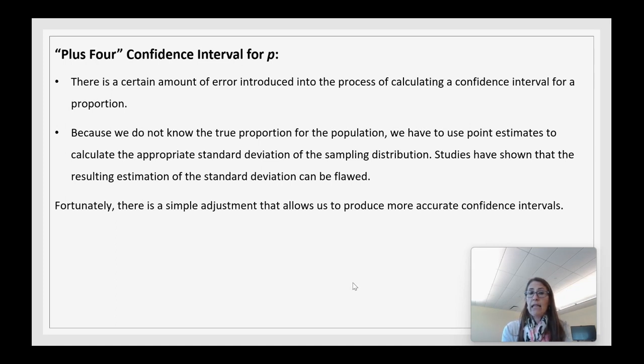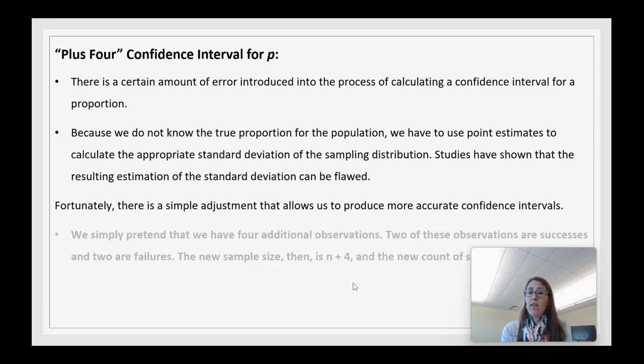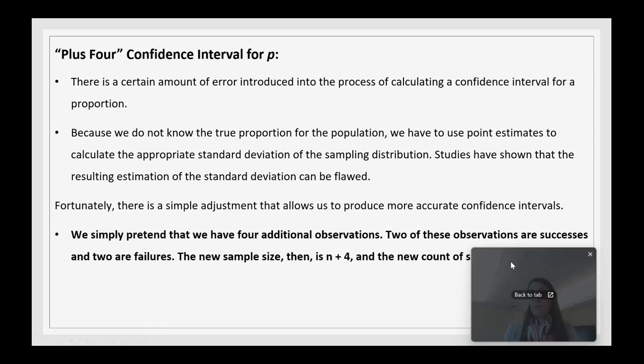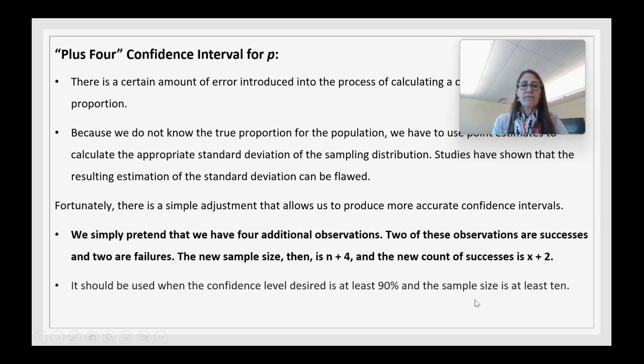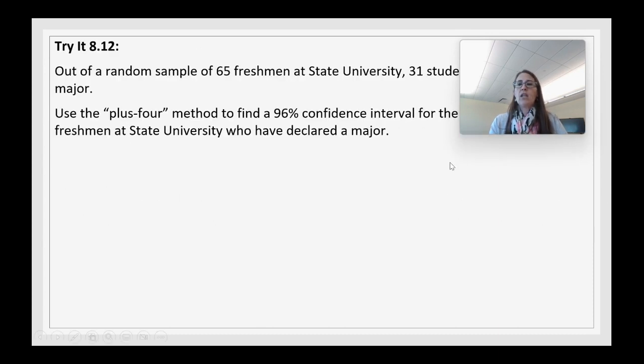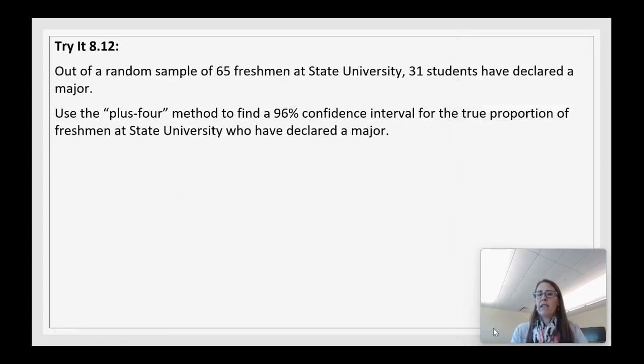There's a simple adjustment that allows us to produce a more accurate confidence interval. And this is like my favorite, because we just pretend that we have 4 additional observations. 2 of these are successes and 2 are failures. So our new sample size is n plus 4, and the new count of successes is x plus 2. This should be used when the confidence level desired is at least 90% and the sample size is at least 10. So we're going to do the plus 4 method here.